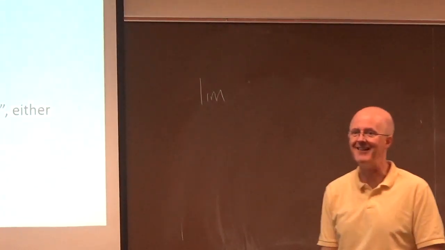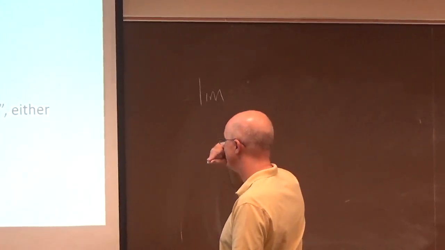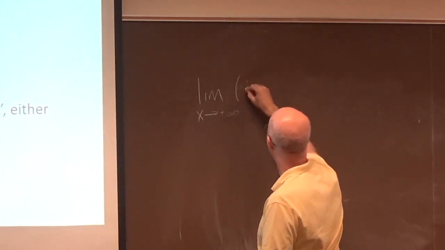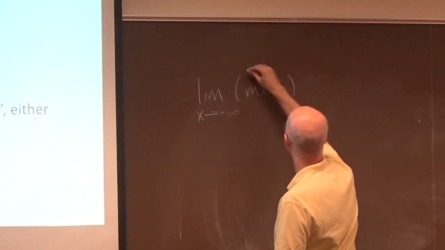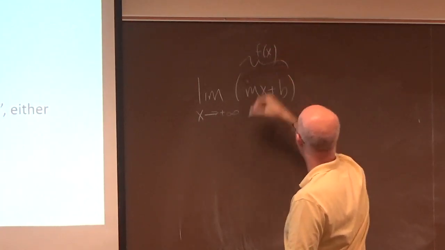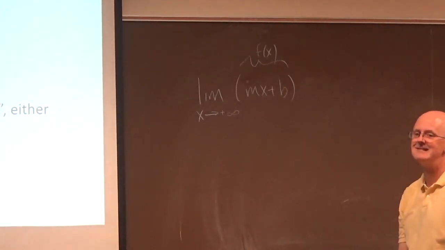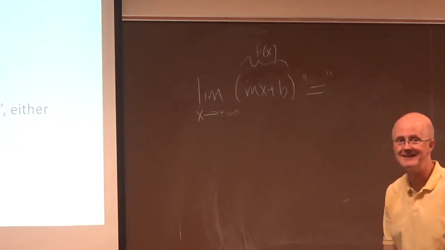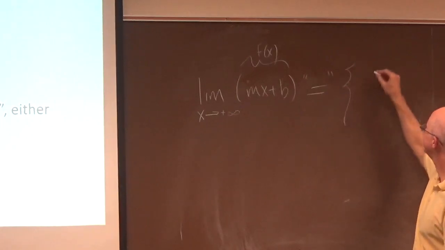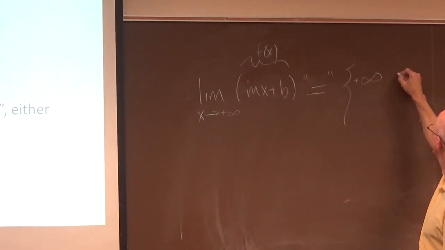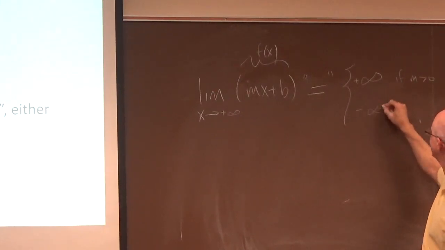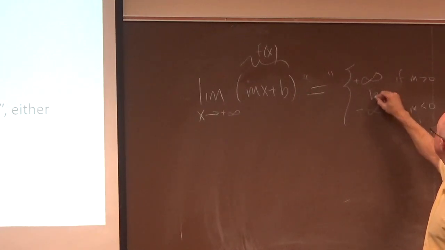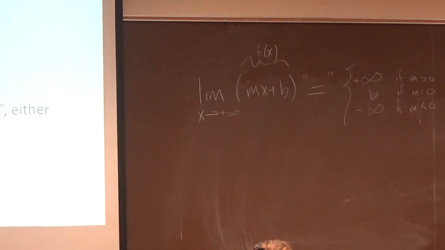The limit, lim, as the input x goes to plus infinity of mx plus b, the output of a linear function at the input x, equals, oh boy, quote unquote, infinity if m is positive and minus infinity if m is negative, and I guess it equals b if m equals 0. What in the world?